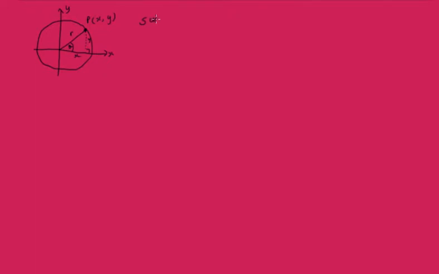So sine theta is going to be y over r, cosine theta is going to be x over r, and tan theta is going to be y over x, where x is not equal to 0.